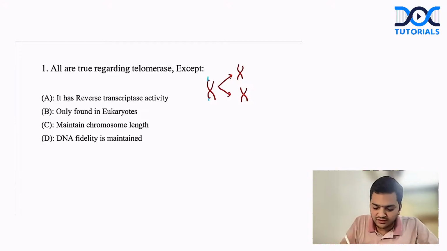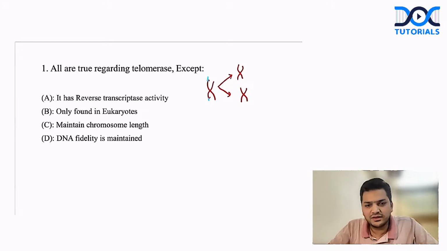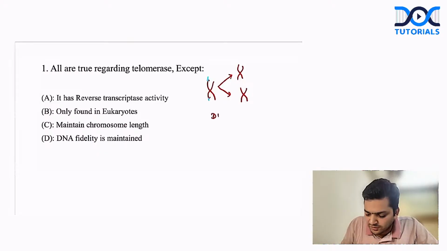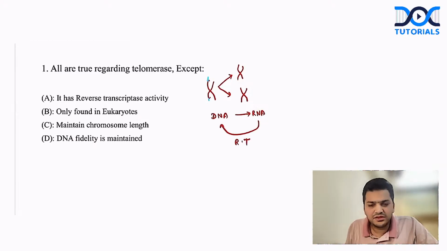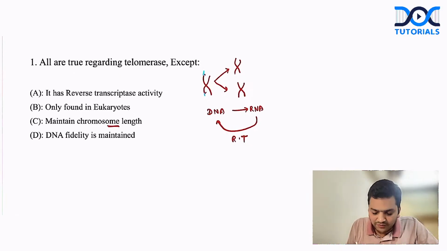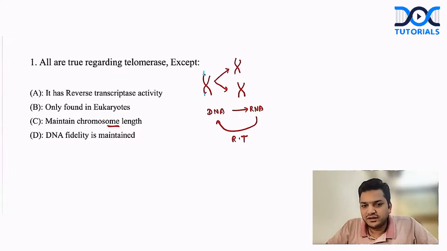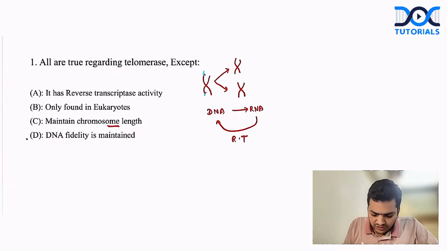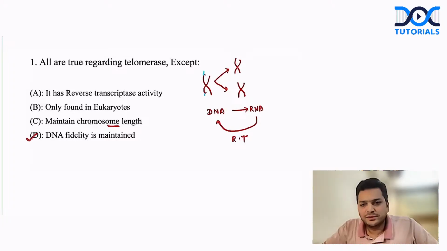So all are true regarding the telomerase except the first is it is having a reverse transcriptase activity. Yes, it has a reverse transcriptase activity. When you make RNA from DNA, that is called transcription. But when you make DNA from RNA, this is called reverse transcription. It's only found in eukaryotes. It maintains the chromosome length. Yes, that is the main function. The DNA fidelity is maintained. Fidelity means there is going to be proofreading, cross-checking the things. No, telomerase has nothing to do with DNA fidelity. So this is not true. The remaining statements are true.